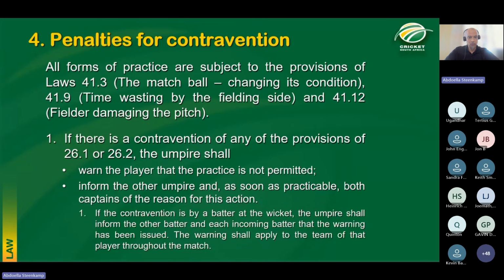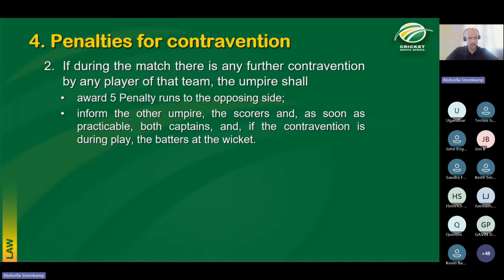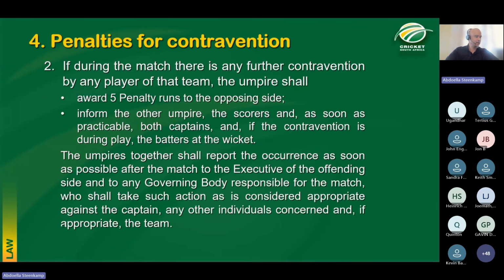So you'll give the bowler a first and final warning. Batters will also get a first and final warning if it happens the first time. And this warning applies throughout the match. So if it happens the first time, we'll give the team a warning. Then if it happens again, 5 penalty runs to the opposing side. You need to inform everyone and report this to the governing body.